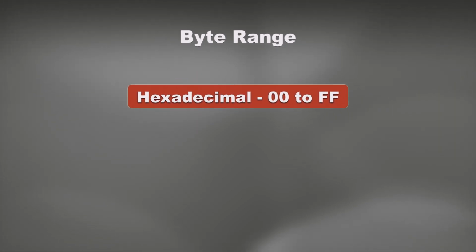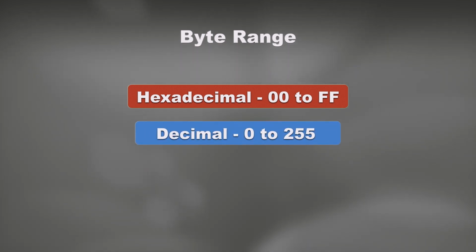We can use the two digits in a byte to represent larger numbers. Just like you can use two decimal numbers to count from 0 to 99, we can use two hexadecimal numbers to count from 0 to FF. This is the equivalent of counting from 0 to 255 in decimal. Now let's look at how these numbering systems are used in MIDI.